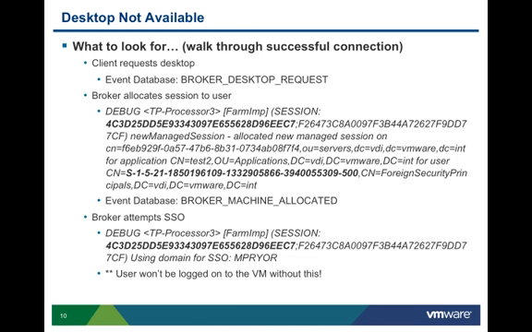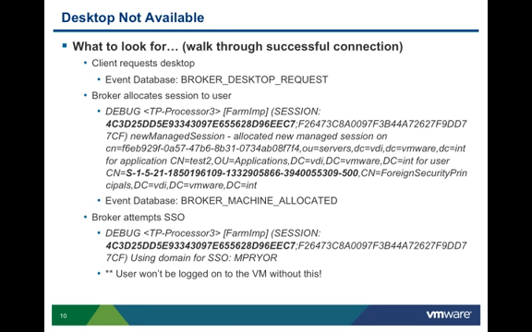So now we're going to look through a successful connection and what to look for. Once the user has a list of desktops returned to the view client, they'll choose a particular virtual desktop and they'll attempt to connect to it. So once the view client requests a desktop, the event database will log this broker desktop request in the database.